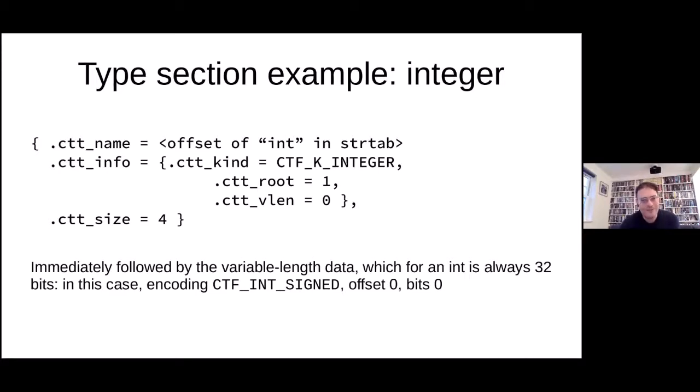The variable length data, it so happens, is also always 4 bytes long for an integer. That's got nothing to do with the CTT size. It simply says, in this case, the integer is a signed integer. Offset and bits will almost always be zero. We're probably going to eliminate them in format V4.